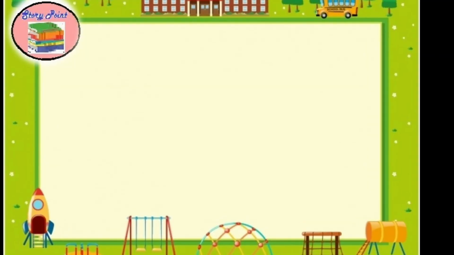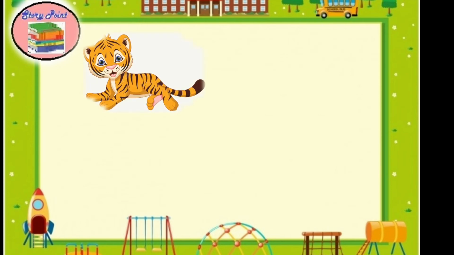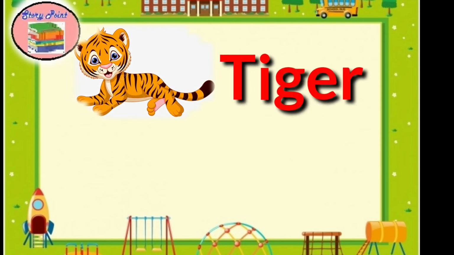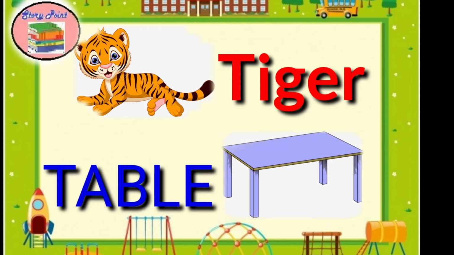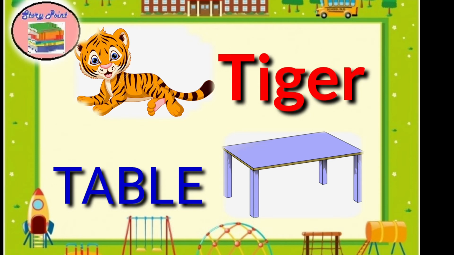And T for, children, guess it. T for tiger. T I G E R, tiger. And T for table. T A B L E, table.